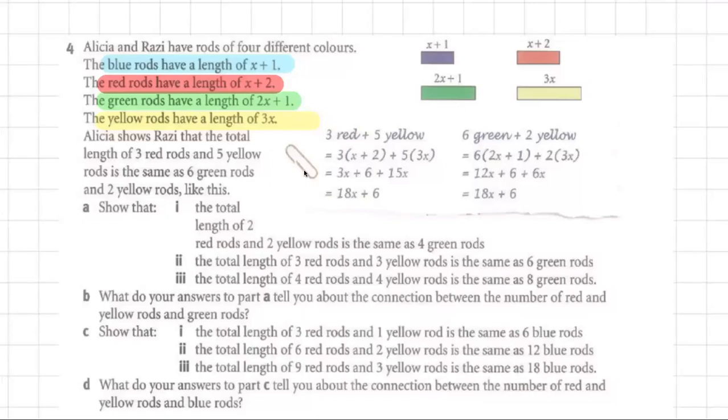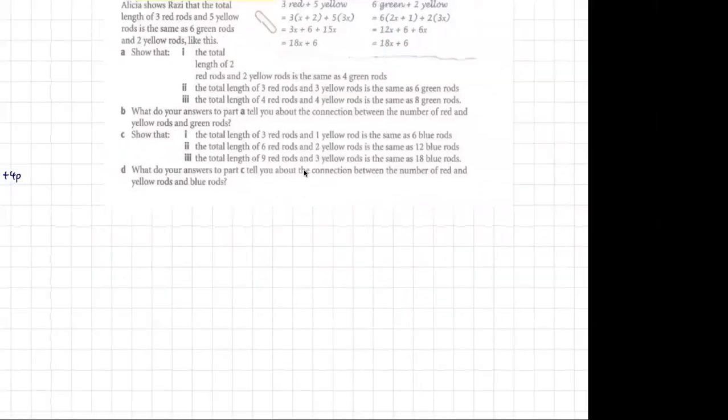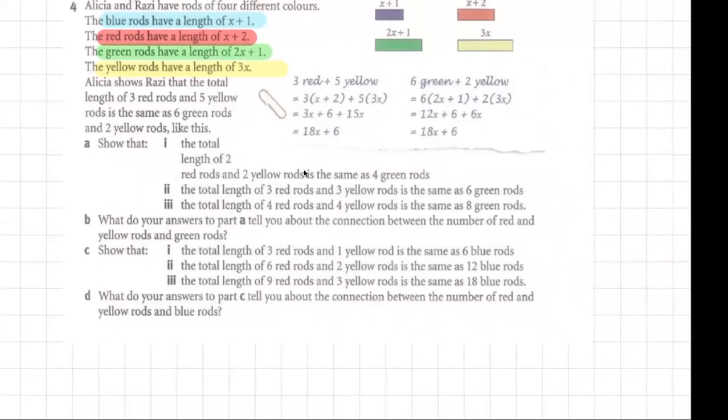So let's look at the first one. Show that the total length of 2 red rods and 2 yellow rods is the same as 4 green rods. So let's try 2 red plus 2 yellow. So A1, we just need 2 red plus 2 yellow.